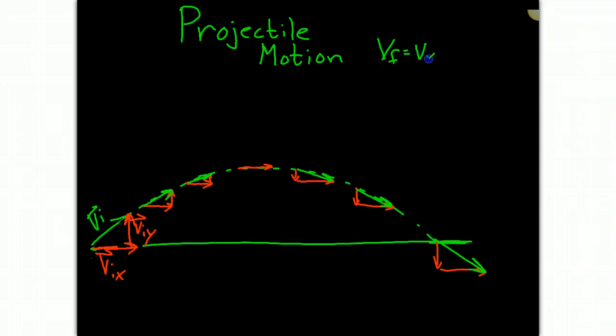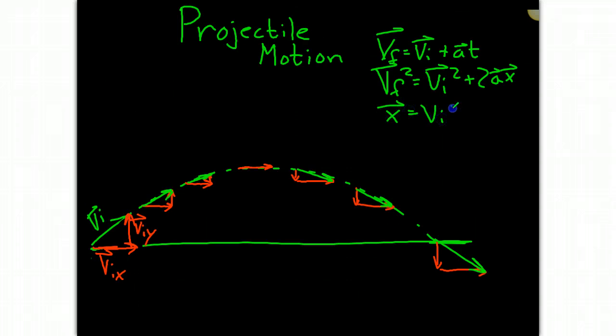Vf equals Vi plus at. We also had Vf squared equals Vi squared plus 2ax. And lastly, we had x equals Vit plus 1/2 at squared. Now you notice I'm not talking about the y direction. I'm just going to talk about the x direction for these kinematic equations.